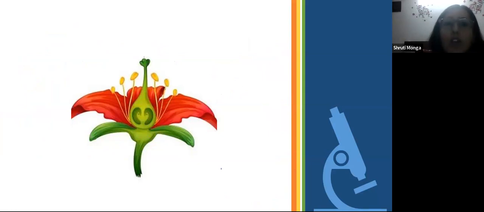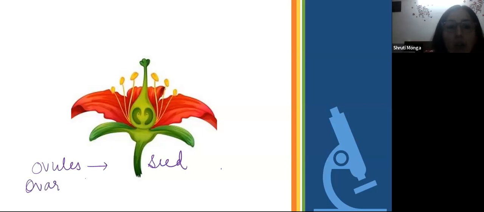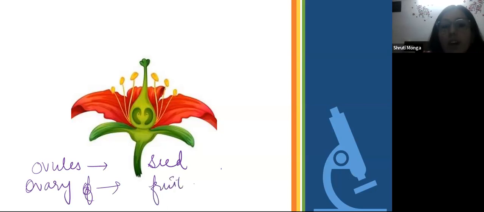Okay. So this is the sexual reproduction in the flowering plant, because fertilization has taken place. That means sexual reproduction in the flower is completed. Okay, now what is the end result of the sexual reproduction? The ovules turn into seed. Ovules will convert into seed and, sorry, the ovary converts into fruit. That is why the other name for fruit is ripened ovary. Okay. And the other name for seed is ripened ovule.